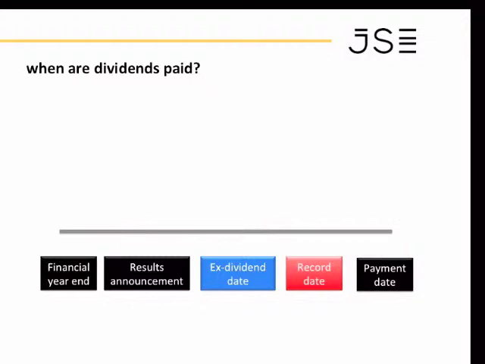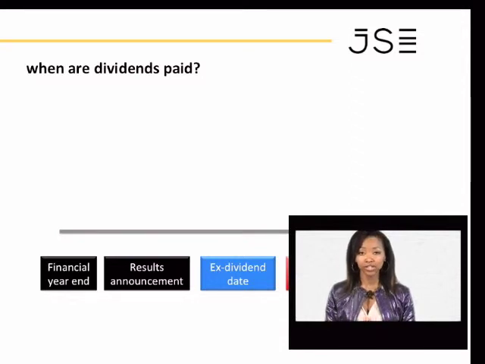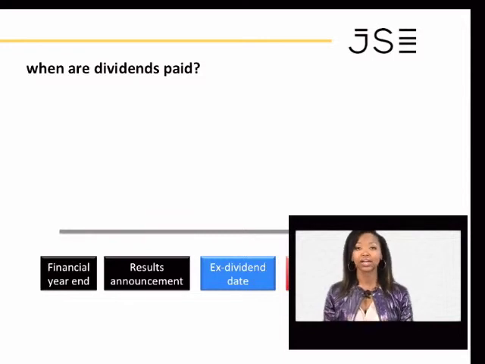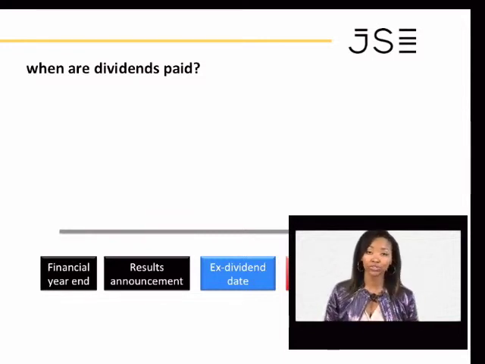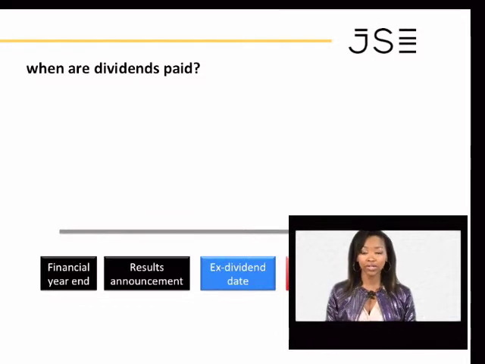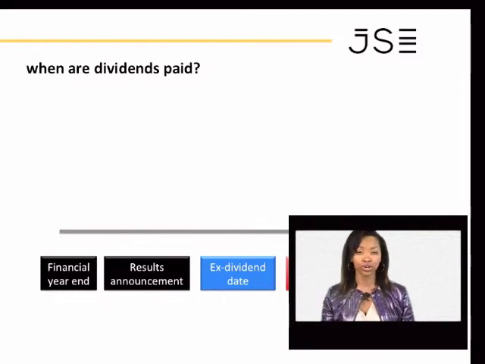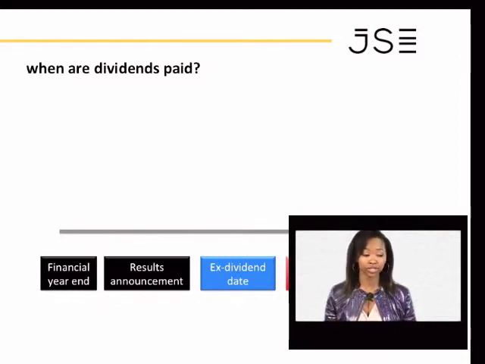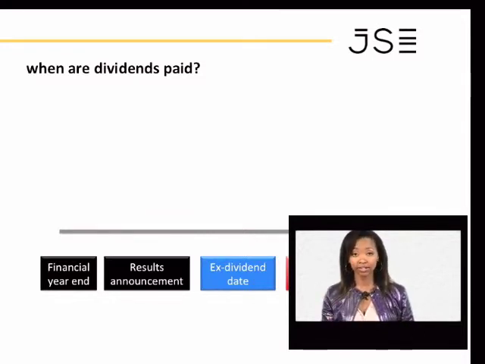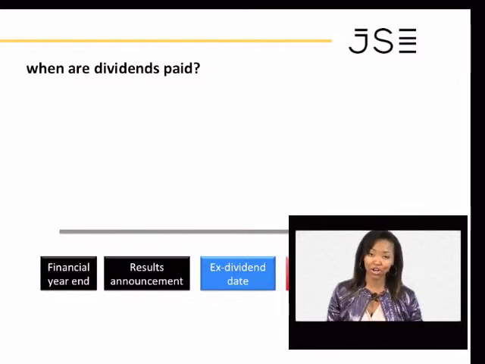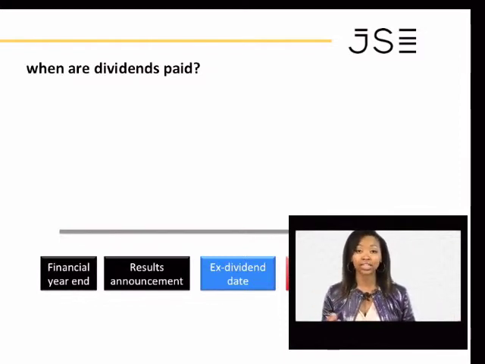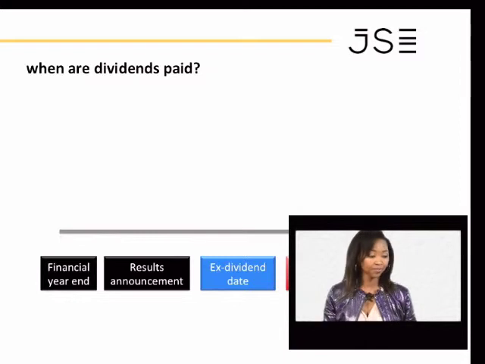A company works on a financial year. A financial year is not necessarily in line with a calendar year. A calendar year obviously starts from January to December, but a company could look at its financial year from, say, March to February of the following year. So a company would have a financial year end, which is not necessarily December, but the date that they choose as their financial year end.